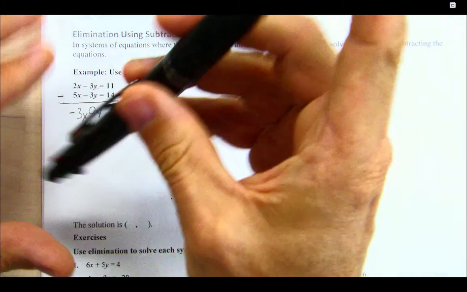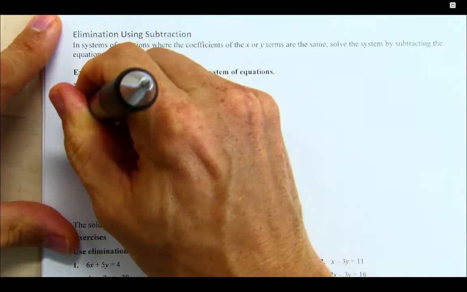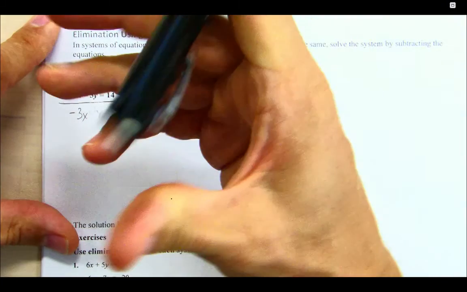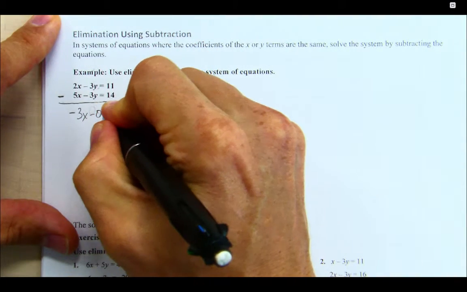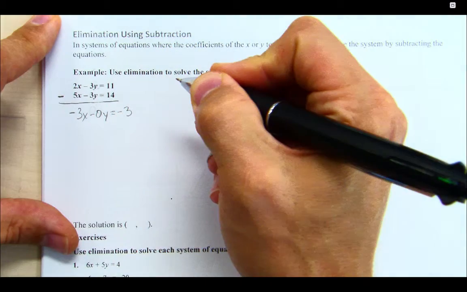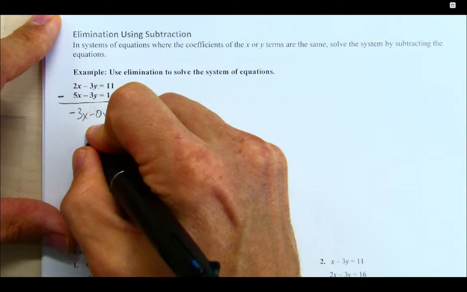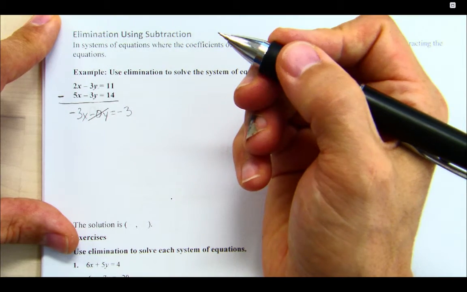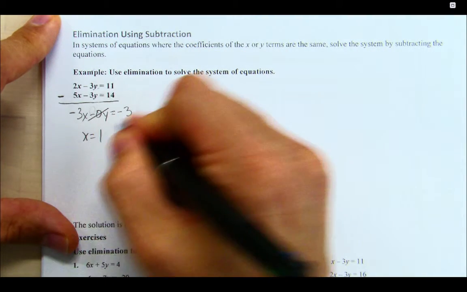Whoops. Kind of want to make that a little prettier though, don't I? Let's do this. Minus 3x minus 0y. And then 11 minus 14 is equal to minus 3. So divide both sides by minus 3 because that's really just 0. X is equal to 1.